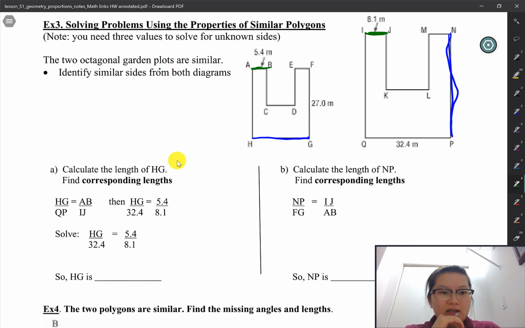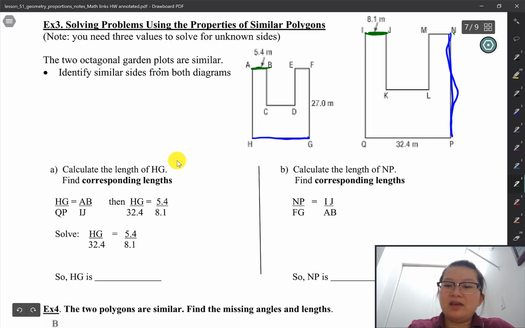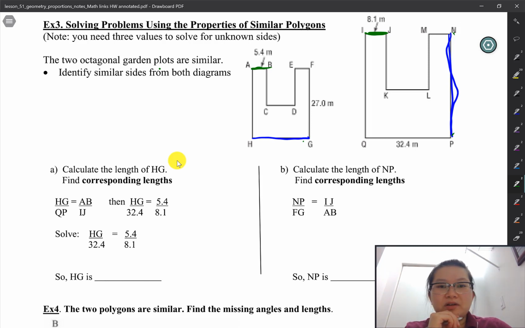Okay, let's take a look here. I'll just do it up here for the scale factor. So here's what you have to be careful of. You need to be careful of which one is the original and which one is the copy. You might want to scale up, or you might want to scale down depending on which polygon you're talking about. For example, if you want NP, this is a scale up from 27 meters. If you want HG, this is a scale down from 32.4 meters. So the scale factor that I'm going to use may not work depending on which side it is. But all I have to do is flip the two numbers.